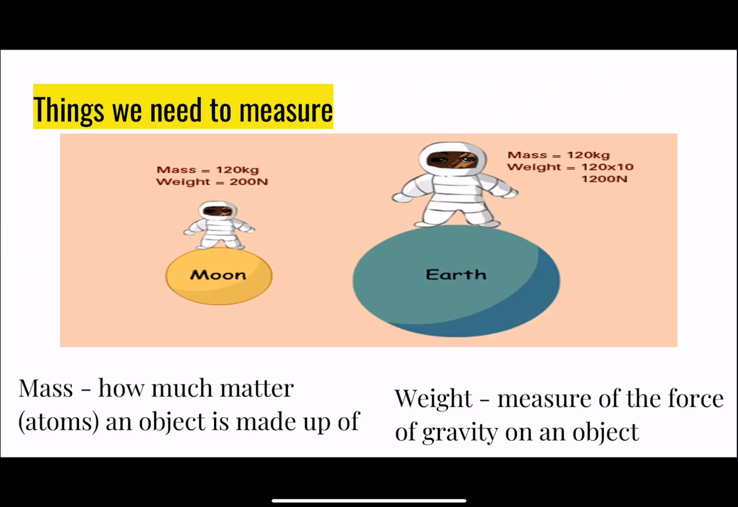So, things we need to measure, and we'll measure a lot of these, maybe not all of them, but most of them. We have mass, which is how much matter or atoms an object is made of, and weight, a measure of the force of gravity. In this picture, mass is measured in kilograms, and weight is measured in newtons, N, like Isaac Newton.